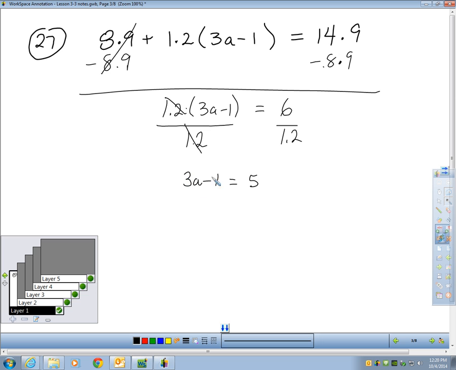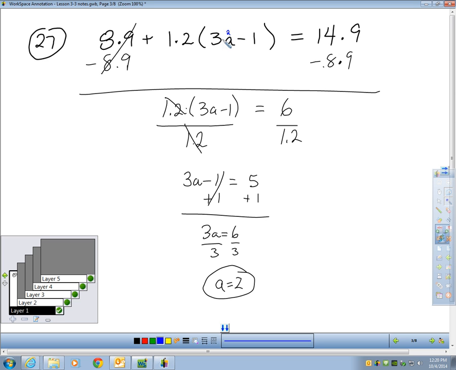I have the times 3 and the minus 1. I'm going to have to add 1 first. That's the addition property of equality. I get 3a equals 6, and I've got to divide by 3, and 6 divided by 3 is 2. Then all I've got to do is check and see if 2 is right. Let me plug it up here and check it real quick.